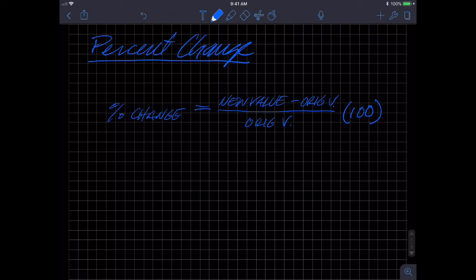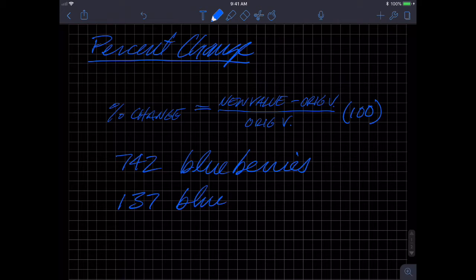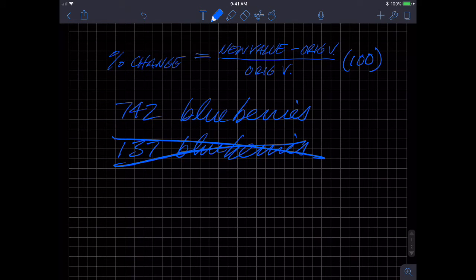So let's say that we have 742 blueberries, okay? And I, because I'm a pig, eat 137 blueberries. Okay, so I eat them. And it just happens to be I'm using a blue ink. And so there's 137 gone. So what's the new value? I don't have a calculator in front of me, so let's do the subtraction. Looks like that's going to be 605. So now the new value is 605.